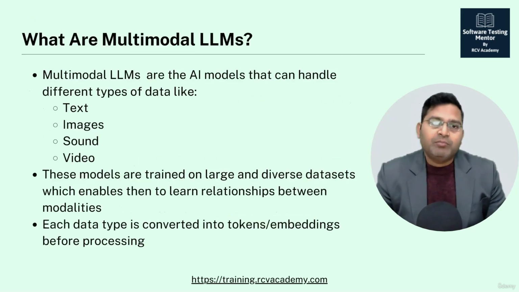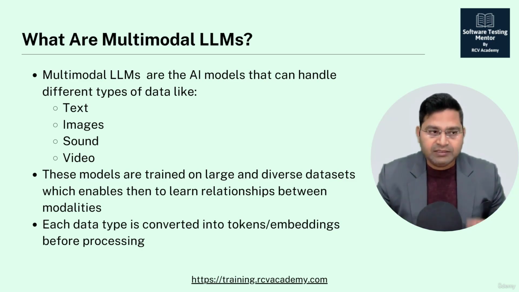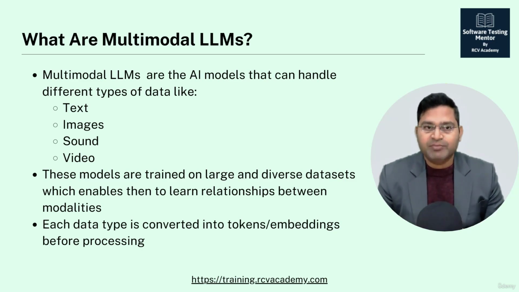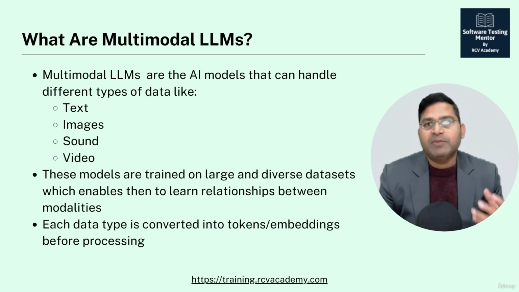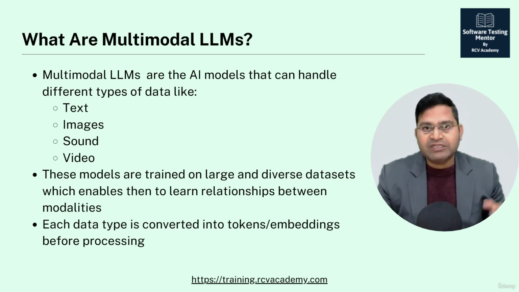So what are multimodal large language models? Multimodal models are the AI models that can handle different types of data, for example, text, images, sound, video. In the models that we are using, for example, Microsoft Copilot or ChatGPT, you are able to generate images, right? You are able to generate text, essays, paragraphs. So the models that can generate different data types are the multimodal large language models. The model that we are using in Copilot is actually a multimodal large language model because it's not only capable of generating text but also images.